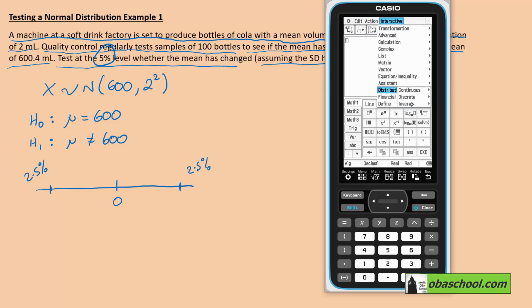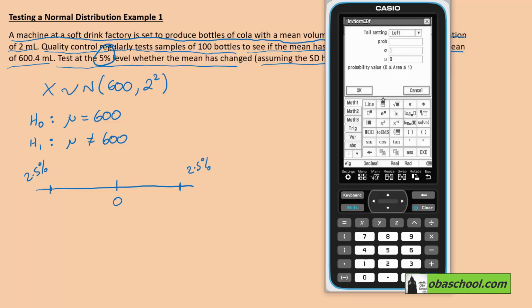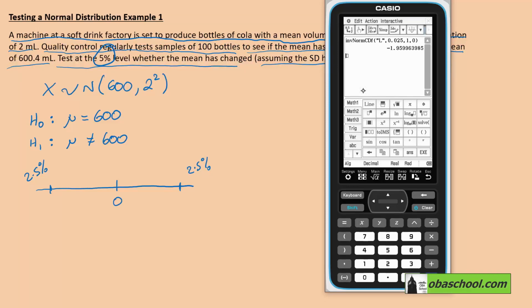On mine I go for an inverse normal, and I'm going to put the tail setting to left and have a probability of 0.025 because it's 2.5% at either end. Note that the parameters for the standard normal are already in here. And that is negative 1.96. And this is 1.96. So my critical region is here or here. That's my critical region for the test.